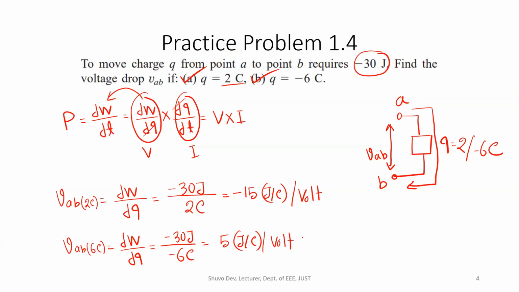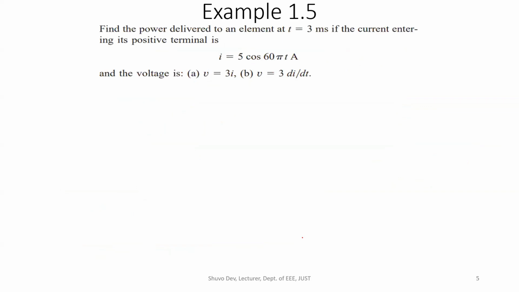Okay, now move to the next problem, and this is example 1.5. What does example 1.5 say? Find the power delivered to an element at t equal to 3 millisecond if the current entering its positive terminal is given here. This is the value of current. What we have to find? We have to find the power. We know power P is equal to V into I. Okay. So there are two cases. For one case, this voltage is applied, and for the second case, this voltage is applied.